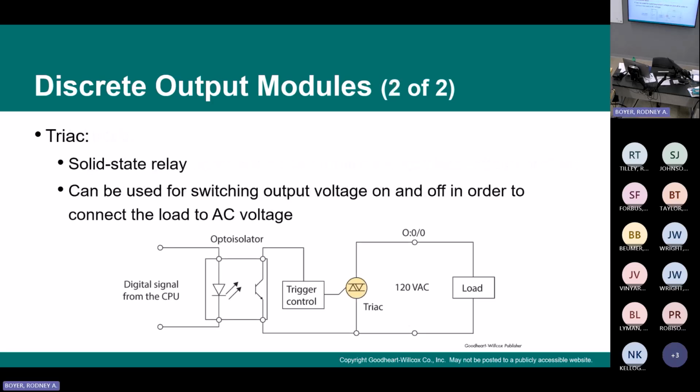And then we don't have any solid state AC outputs on these controllers either. You can get expansion cards that will do 120 volts input and output. We just don't have them in here. Triac is basically just an electronic switch that switches AC voltage.